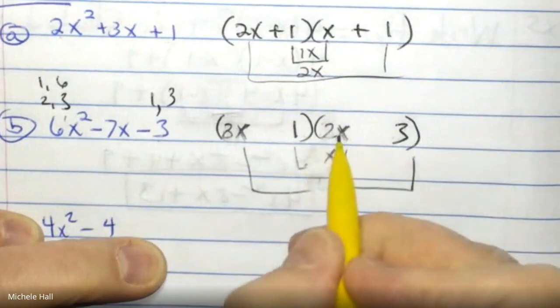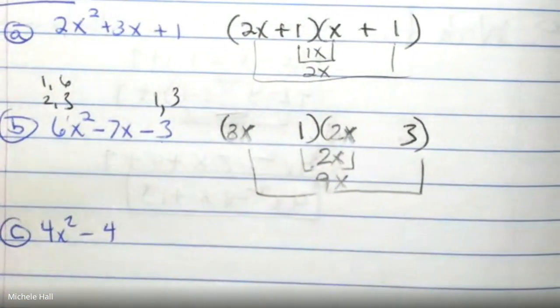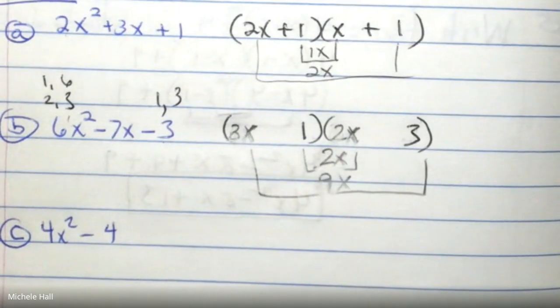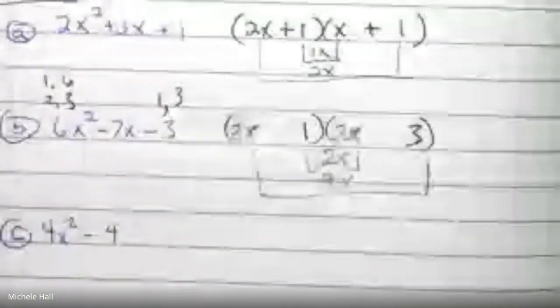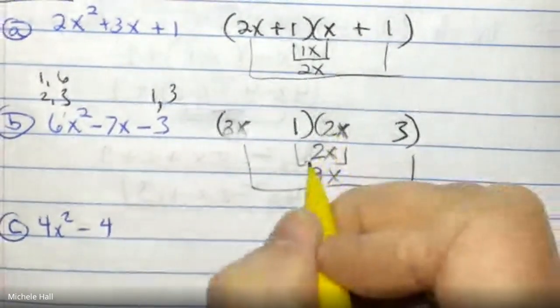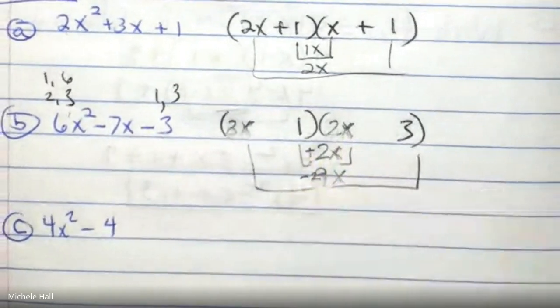Now I have 1 times 2x is 2x. 3 times 3 is 9. 9x and 2x will give me a negative 7x. What do the signs have to be on 2 and 9? Positive 2 and negative 9.